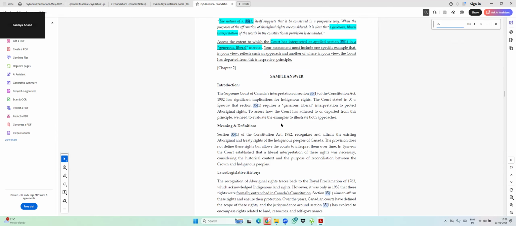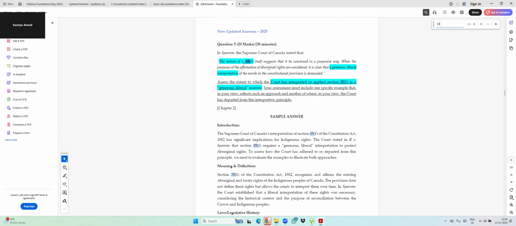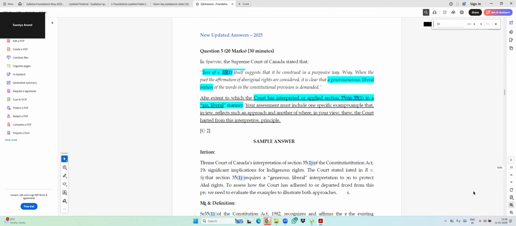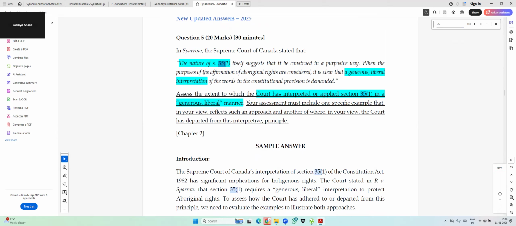See, the introduction I started with. The question: the nature of Section 35 itself suggests that it be construed in a purposive way, when the purposes are the affirmation of Aboriginal rights. So this combines chapter 2 and chapter 9. Here it is the affirmation of Aboriginal rights. One more thing to remember: it's not that Section 35 gave those rights. It is not the origin. It's affirmed. They were already there, and it was all affirmed.